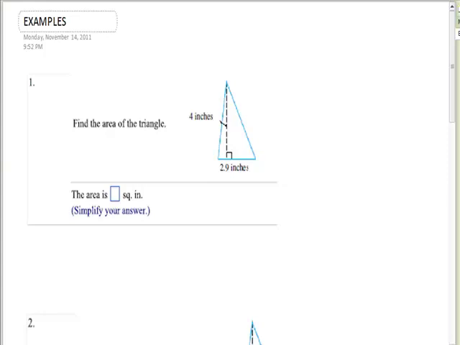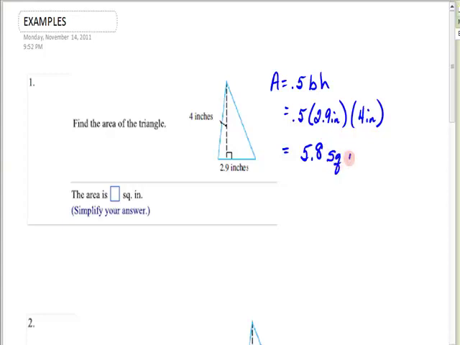number 1. Find the area of the triangle. Okay, it is a triangle. Area is 0.5 times base times height. I've chosen that version. So it is 0.5 times the base is 2.9 inches. The height is 4 inches. So with my calculator, I have 0.5 times 2.9 times 4, and I get that it is 5.8, and these will be inches times inches, which are square inches.